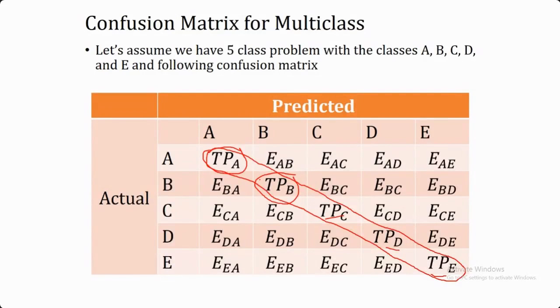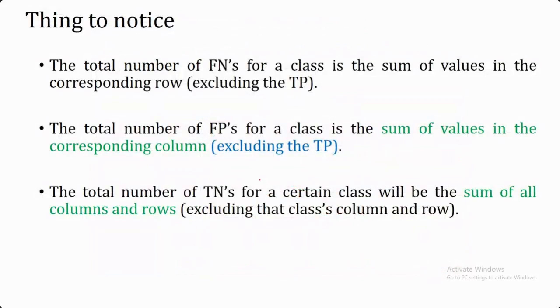Now next we need to calculate the other three values: your false negative, false positive, and true negative. So let's see how we can calculate them. In order to calculate your false negative, we need to perform the summation of your row, because false negative means the class label was yes but you are predicting no. So we are going to perform the summation of the row excluding your true positive. The true positive is your correct classification, and here we are going with your incorrect classification.